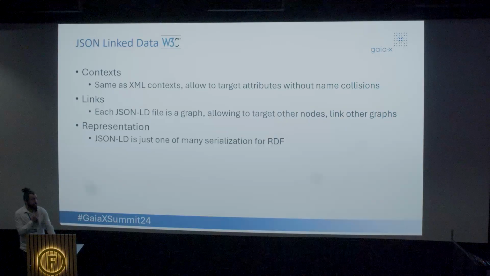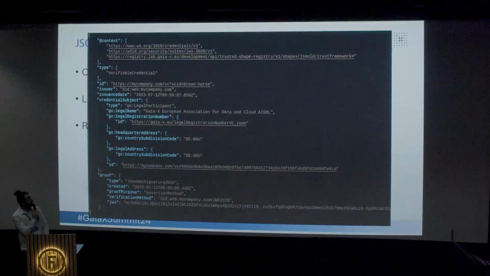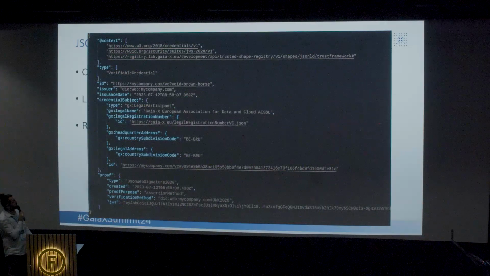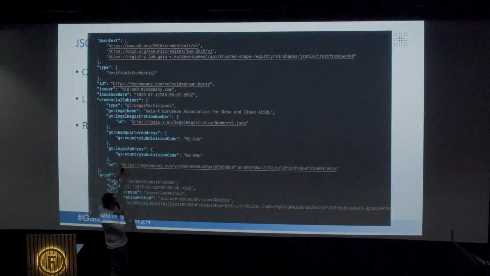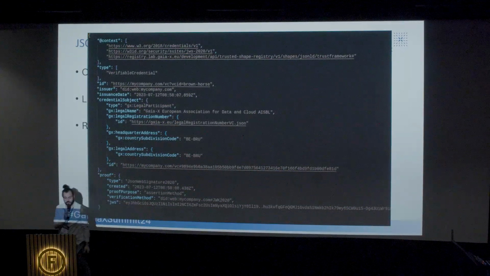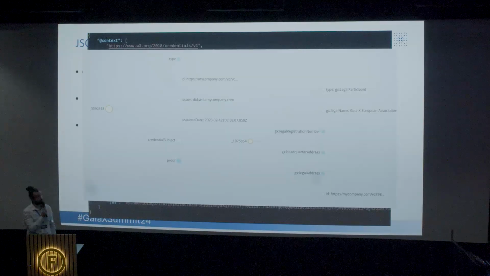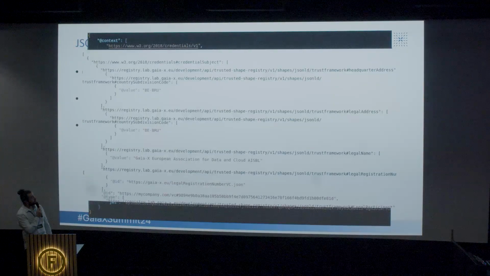So here are a few representations. This one is a verifiable credential in JSON-LD. And as you can see, I have a link toward another credential in my legal registration number. But this is the same credential, just represented differently. So this is literally a graph. And I have another representation.